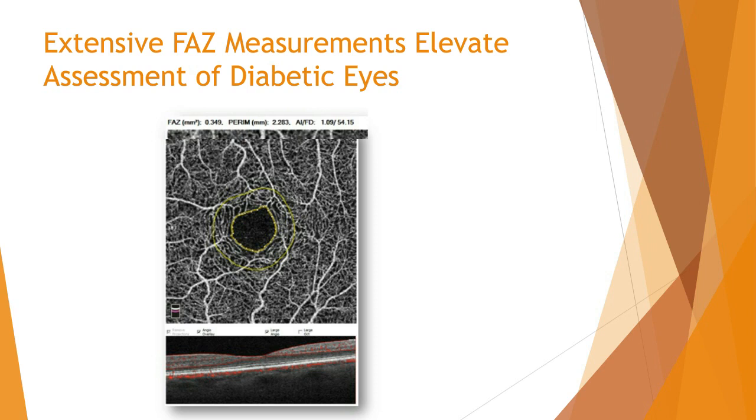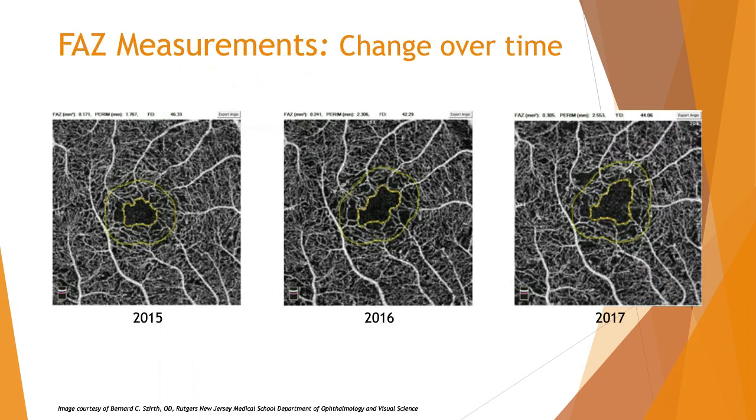Here it's 0.349. That's the size of the FAZ. And it also gives you the measurement of the perimeter. The beauty of this is that you can measure these patients over time. So here's a patient that was seen 3 consecutive years, and the FAZ went from 0.171 or something similar, I can't see that very well, to 0.3 or bigger. So this patient has had a dramatic shift in the size of their FAZ.